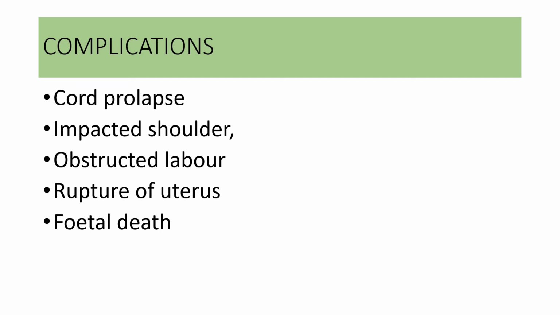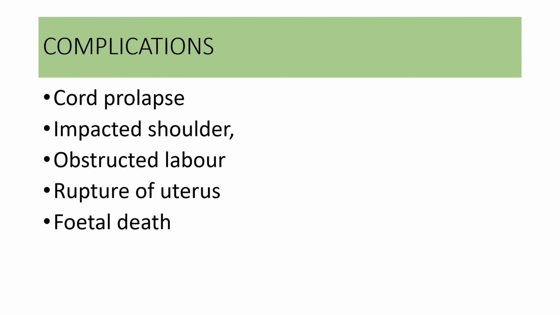Next we can see the complications of shoulder presentation. There is a chance for cord prolapse. Already I have told you that the shoulder is not a well-fitted presenting part, so through the sides of the presenting part, the umbilical cord may escape. And there is a chance for impacted shoulder. The shoulder will get engaged and there is a chance for improper rotation, and it may get impacted over there. And that may lead to obstructed labor.